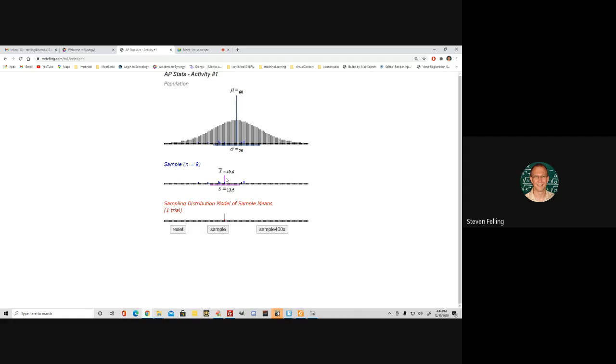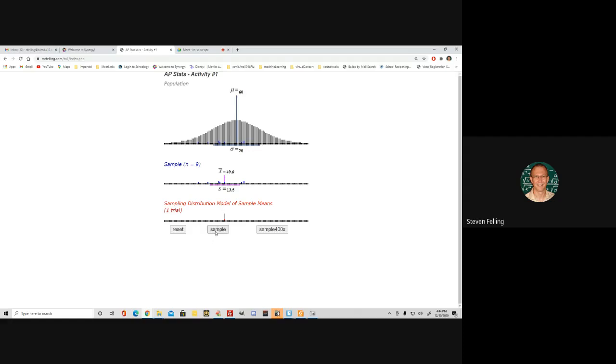Now, when you did this on your phone, you probably got a completely different sample, because when you ran this, it's truly random. So you got a different random group of 9. All right, and then this particular mean, we're going to keep track of where the middle of the sample is, the mean. Then there's a little red dot down here in the sampling distribution model. I've done one trial, I've taken one sample, and the mean happened to be right here at 49.6.